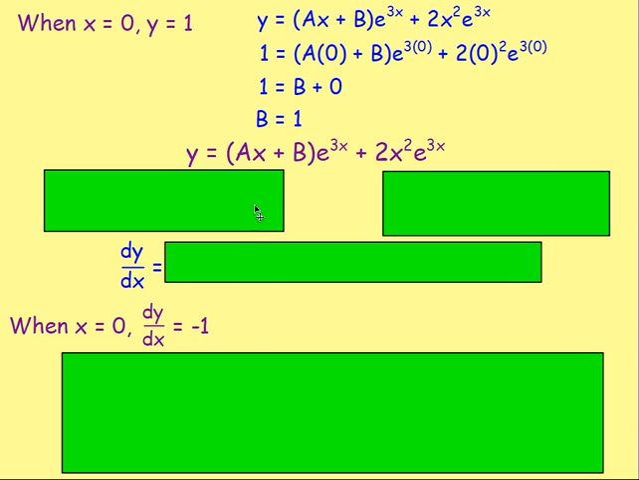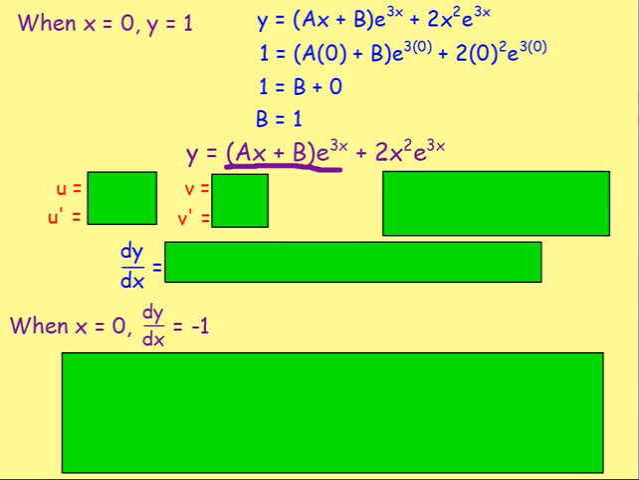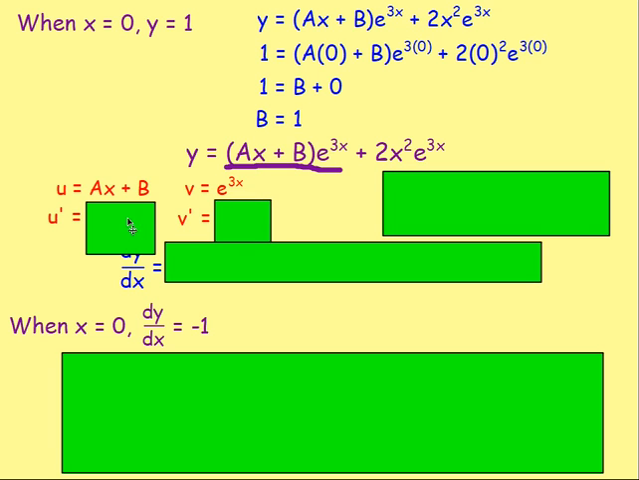Remember, you were also told that when x was 0, dy by dx was negative 1, so we're going to have to differentiate y. So differentiate that general solution. To differentiate, once again, you're thinking, look at this, you have something times something, and both somethings are functions in terms of x. So you're going to have to use the product rule. So u will equal ax plus b, and v will equal e to the power of 3x. U dash will equal a, and v dash will be 3e to the power of 3x.